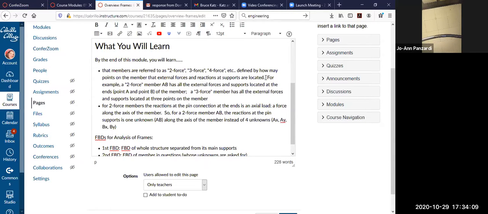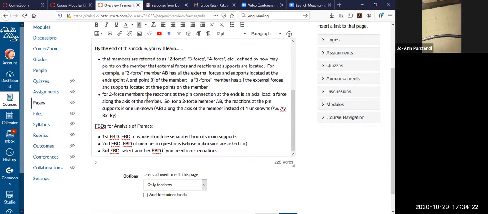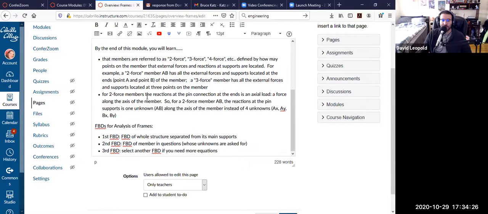Please talk so I can hear you. For example, a 2-force member AB has all its external forces and supports located at the ends, points A and B of the member. A 3-force member has all the external forces and the supports located at 3 points. That sounds good to everybody? Yes? Yeah, sounds good. Okay.